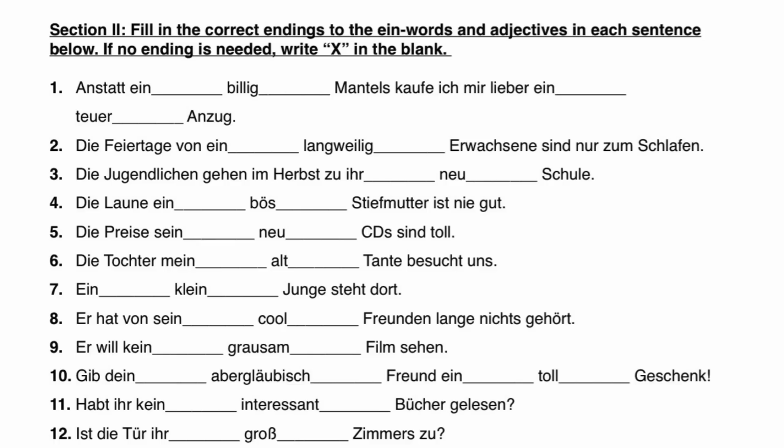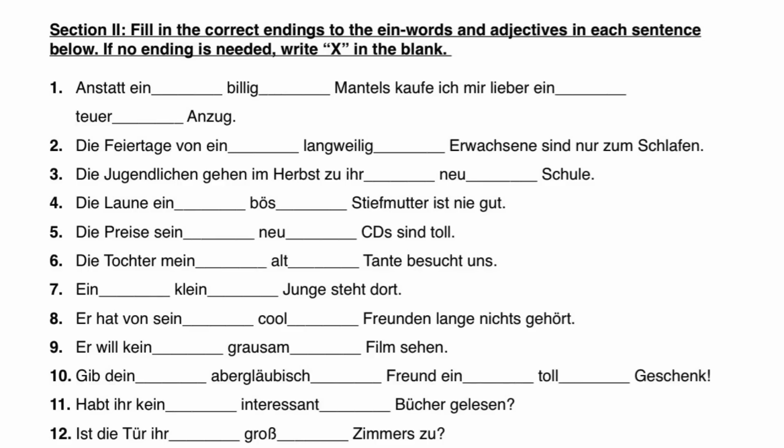The main problem is finding out what is the ending that we need on the ein-word, what is the ending that we need on the adjective, but in order to figure that out, we need to know what is the case and what is the gender of the noun that we're using adjectives on. So, each one of these will take some kind of an ending, and if there's not an ending needed, so most of the time that's going to be on the ein-word, then you're going to use an X in the blank. So the first thing in this first sentence is anstatt.